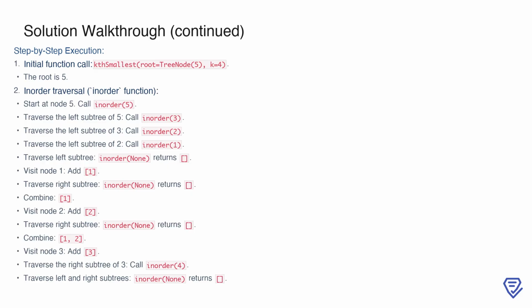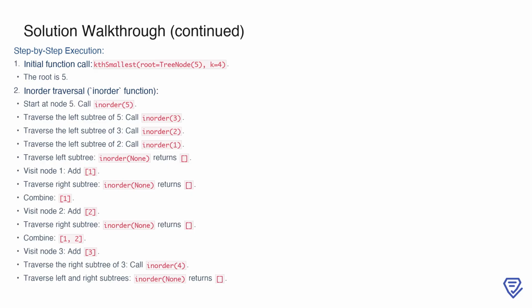We begin by calling kth_smallest with the root node 5 and k equals 4. Using an in-order traversal, we start at node 5 and first traverse its left subtree by calling in-order on 3. At node 3, we again traverse its left subtree by calling in-order on 2. Continuing this process, we reach node 2 and then traverse its left subtree, reaching node 1. Since node 1 has no left child, the traversal returns an empty list. We then visit node 1 and add its value to the result. Traversing its right subtree also yields an empty list, so the combined result at node 1 is 1.